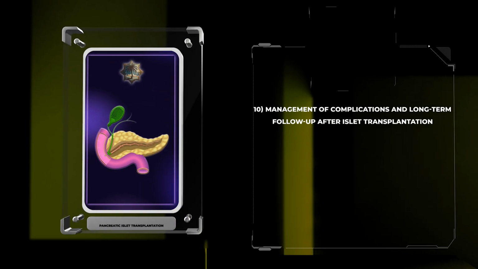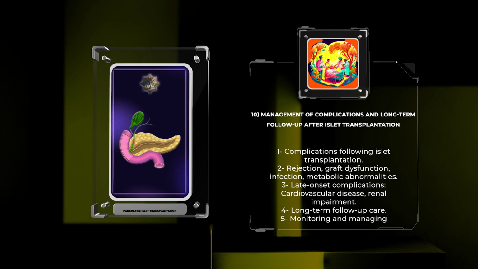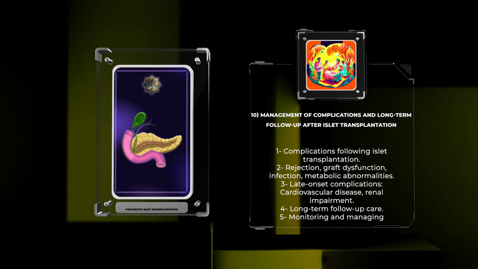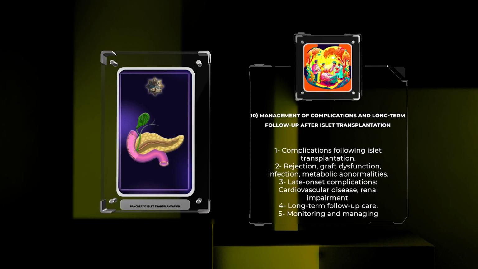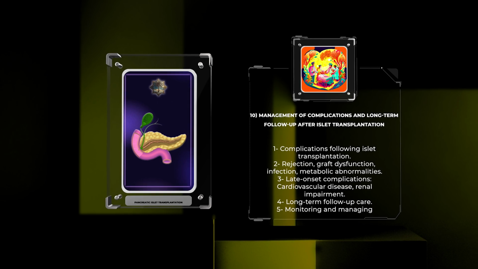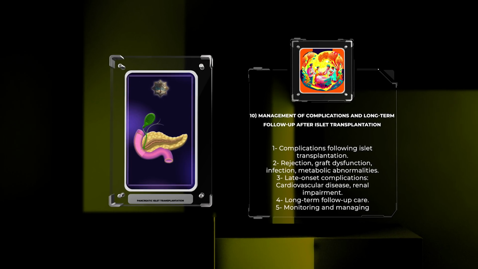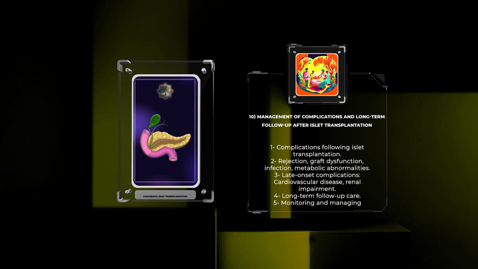Complications may arise following islet transplantation, and effective management strategies must be implemented to address these issues. Complications can include immune-mediated rejection, graft dysfunction, infection, metabolic abnormalities, and late-onset complications such as cardiovascular disease and renal impairment. Proper long-term follow-up care is paramount for monitoring and managing these complications promptly, ensuring the graft's longevity, and enhancing overall patient outcomes.